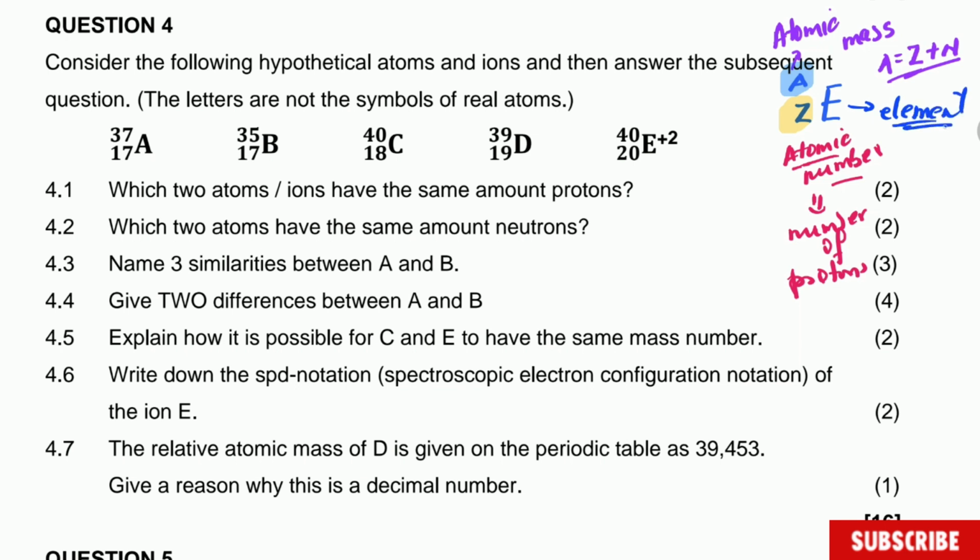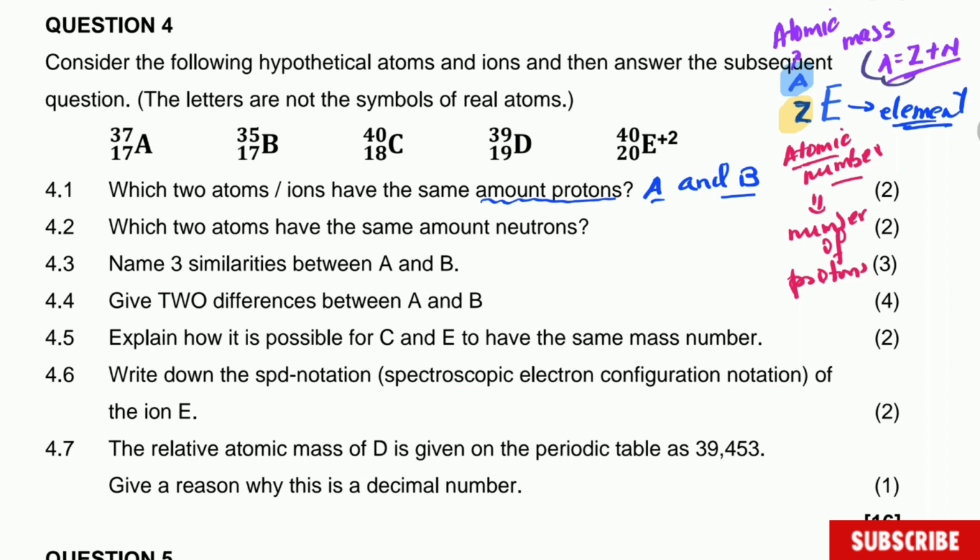So having this little recap, now you will be able to answer this very simply. We're looking for the same number of protons, therefore it is Z, and that is, guys, the number at the bottom. So you can see that the only ones that have the same number of protons are A and B. Let's write that properly, A and B. Those are the two atoms that have the same number of protons.